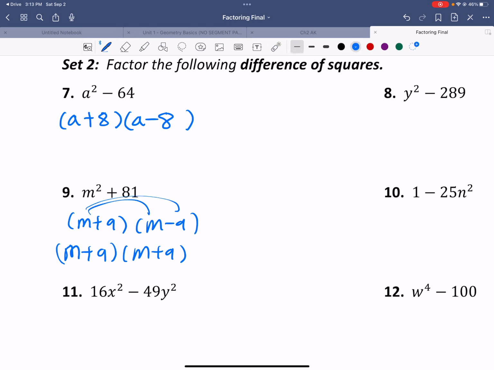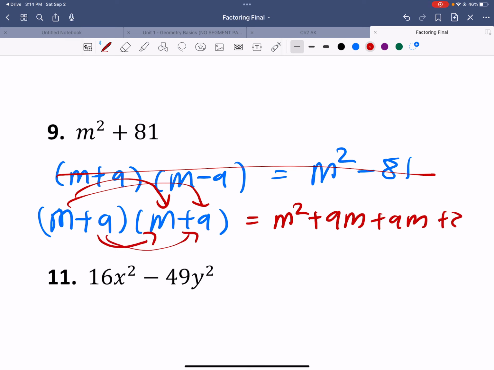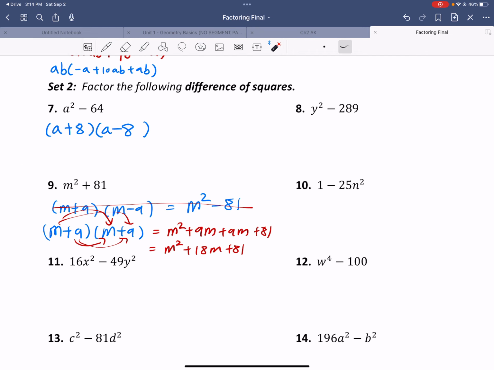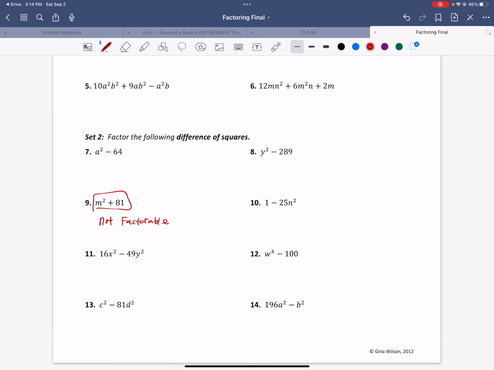If you multiply the first one back, you're going to get m squared minus 81, which is not the same. That's why this one is wrong. This one is also wrong because if you do it, you get m squared plus 9m plus 9m plus 81, which is m squared plus 18m plus 81, which is not the same as this one. So how can we factor this one? You can't. It's not factorable. Okay, this problem itself is complete. So that's about it, I think.